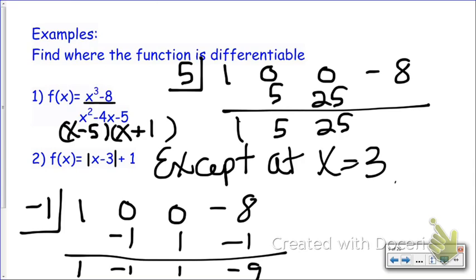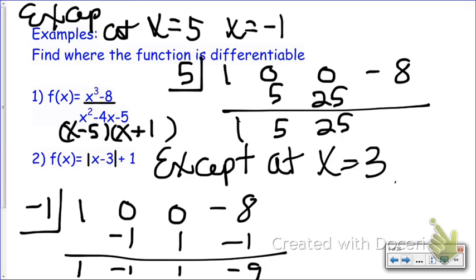Therefore, we know we don't have a point discontinuity, but we do have two vertical asymptote lines. So what this is going to tell us is that at x equals 5 and x equals negative 1, the function is not differentiable. So we're going to have every place except again at those points where it's differentiable. Remember to read what the question is asking for.